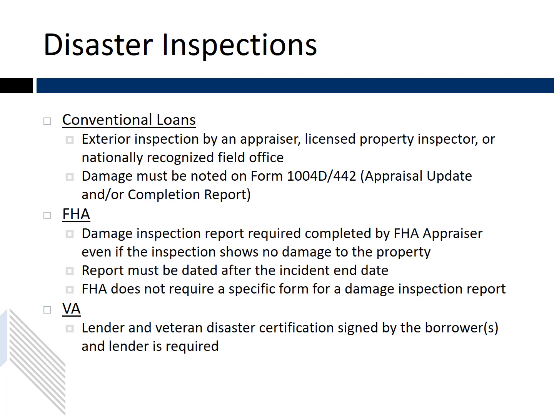For your FHA loans, a damage inspection report is also required. It must be completed by an FHA appraiser, even if the inspection shows that there is no damage to the property. The report must be dated after the incident end date, and FHA does not require a specific form for the damage report. For your VA loans, the veteran as well as the lender must sign a disaster certification.